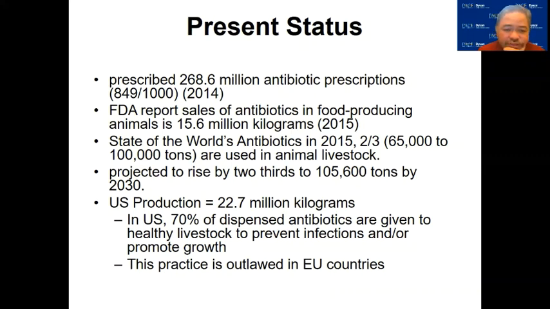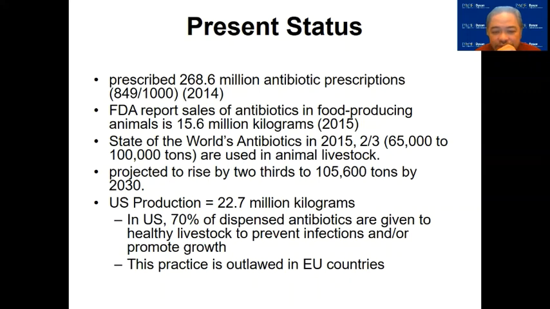If you look at the state of the world's antibiotics in 2015, two-thirds, which is around 65,000 to 100,000 tons, are used in animal livestock. To tell you frankly, there is no fixed data on the use of antibiotics around the world, these are just estimates, and the use is projected to rise to around 105,000 tons by 2013.